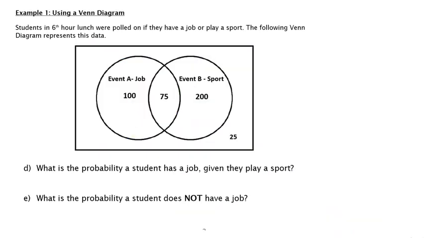The last two, parts D and E, again use the same data, so we still have N is 400.